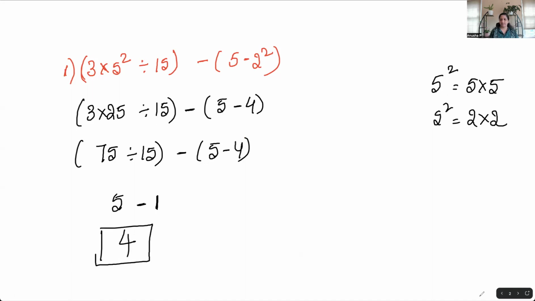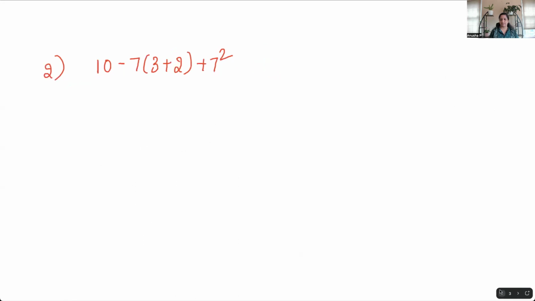Okay. Let me explain the next example. In this case, 10 minus 7 times (3 plus 2) plus 7 square. First, we will solve the parenthesis. 3 plus 2 is 5. And 7 square is nothing but 7 times 7, which is 49.